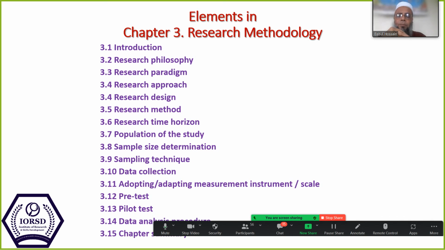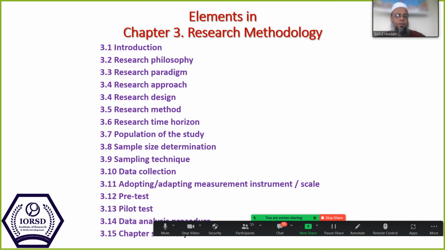Then research approach, what would be the research approach? Research design. Research method means data collection method, and research time horizon, population of the study, sample size determination, sampling technique, data collection, adopting and adapting measurement instrument. What does it mean? Anybody have any idea what is the meaning of adopting and adapting measurement instrument or scale?